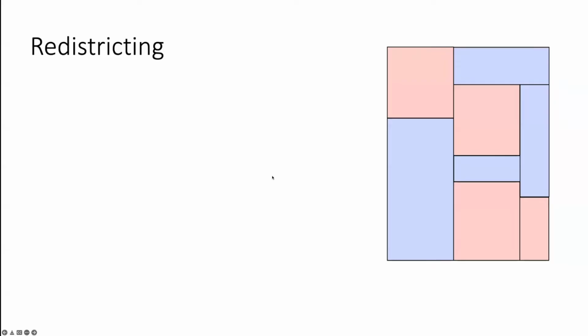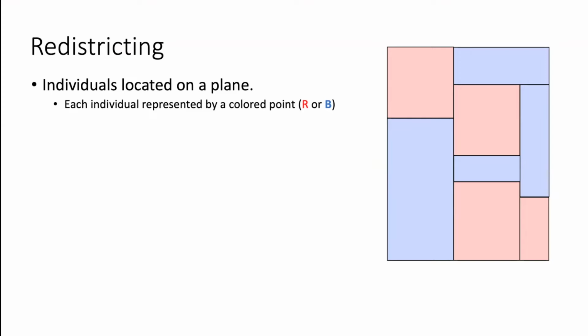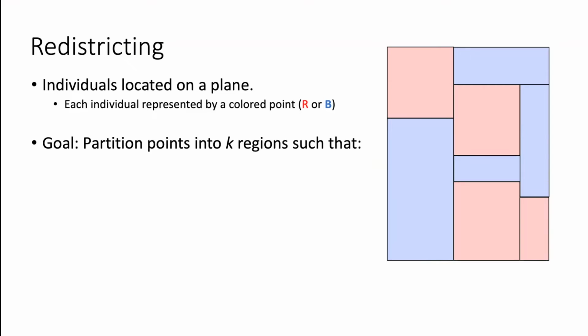So the general problem we are considering is called the redistricting problem. At an abstract level, we have individuals located on a plane, and each individual is represented by a colored point, say red or blue, and this represents their political affiliation or who they are going to vote for. Red and blue represent the two political parties. Our goal is to partition these points or individuals into K regions, such that each region is roughly population balanced.